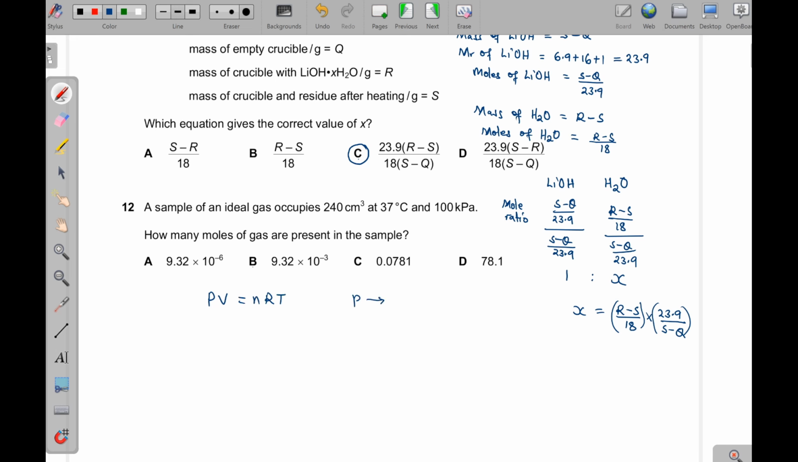Now, P has to be in pascals or in Newton per meter squared. Why in Newton per meter squared? Because we know pressure is equal to force over area. And the SI unit of force is newtons. The SI unit of area is meters squared. So that's why we are saying Newton per meter squared. Since the area here is in meters squared, that means the volume has to be in meters cubed. But now here it is in centimeters cubed.